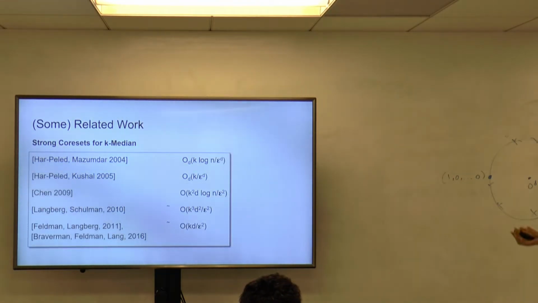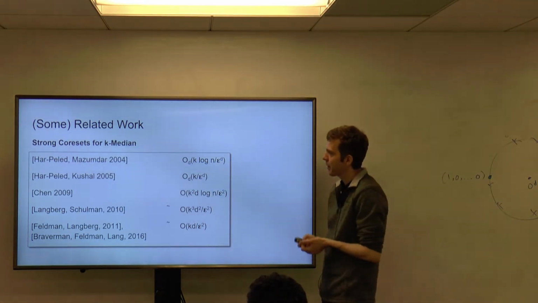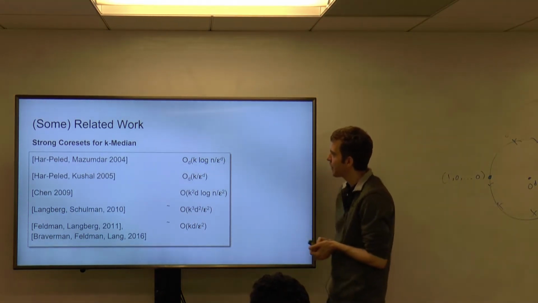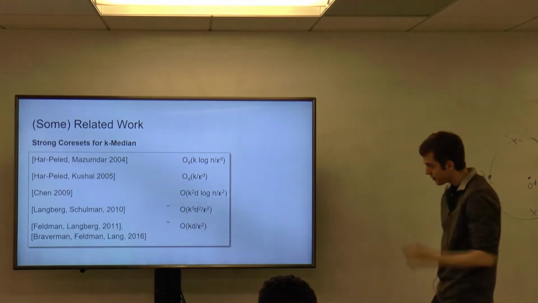Okay, so we see that the memory of the streaming algorithm is related to the size of the Coreset, which is important to optimize. Let's see the history of the sizes of Coresets for the K-median problem.